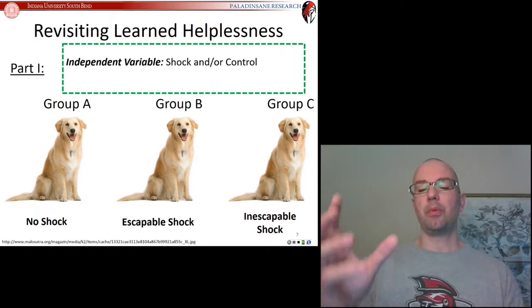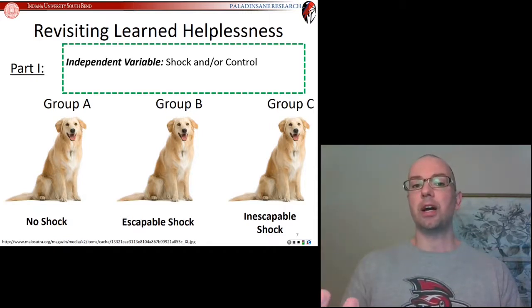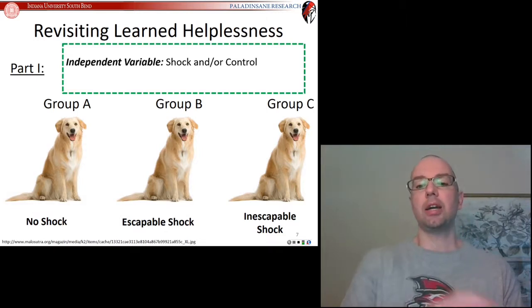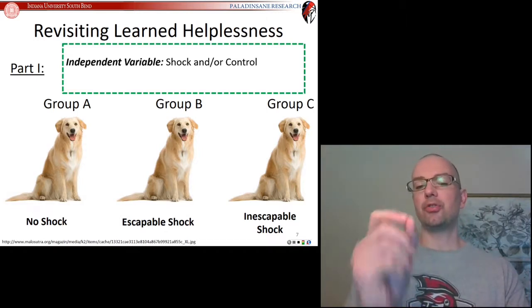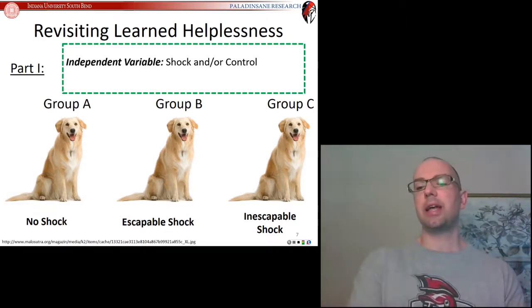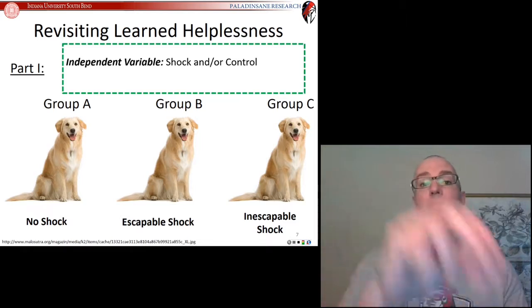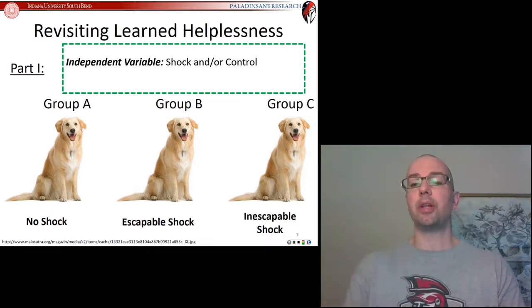The other independent variable was the control that the dogs had. Now, this doesn't really apply to Group A because they didn't receive any shock, but Group B had control over the shock. They could press that panel to stop the shock. Group C did not have control. So that is another independent variable.